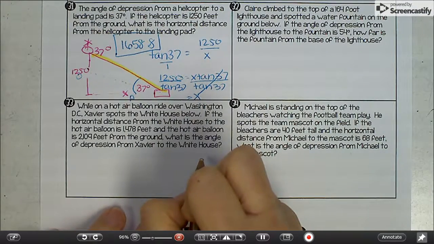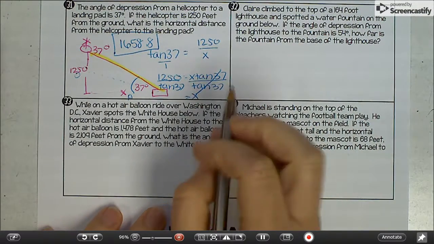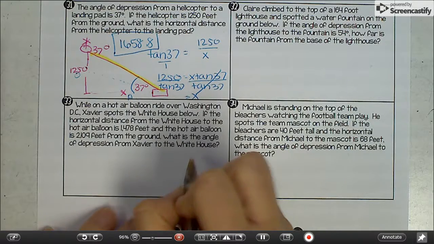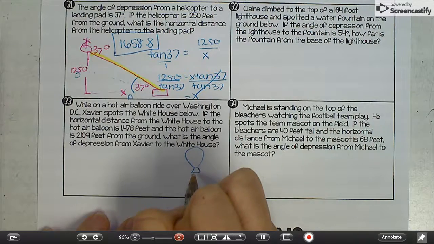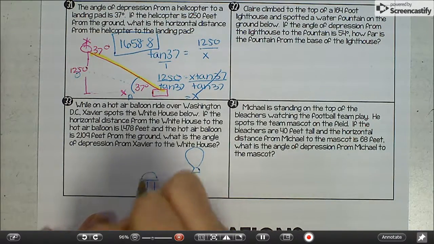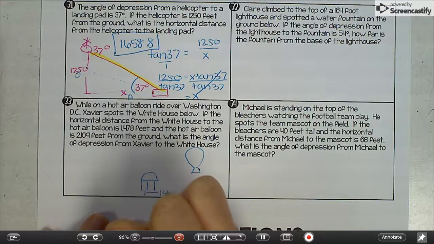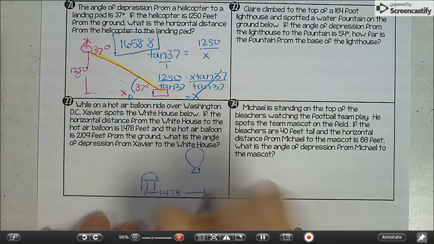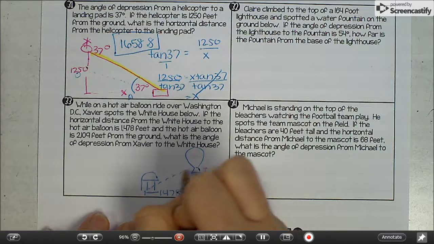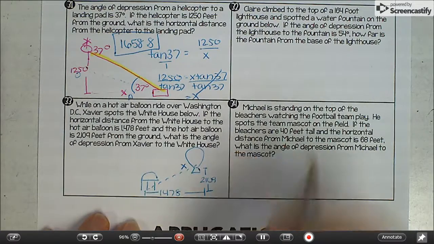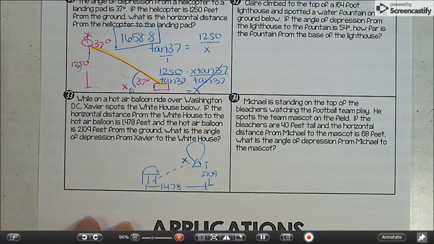Okay? While on a hot air balloon ride over Washington, D.C., Xavier spots the White House below. If the horizontal distance from the hot air balloon to the White House is 1,478 feet, and the hot air balloon is 2,109 feet from the ground, what is the angle of depression, that would be here, of the helicopter or the balloon?